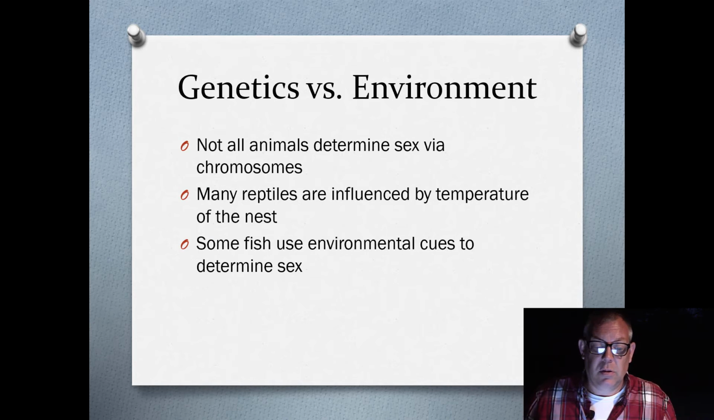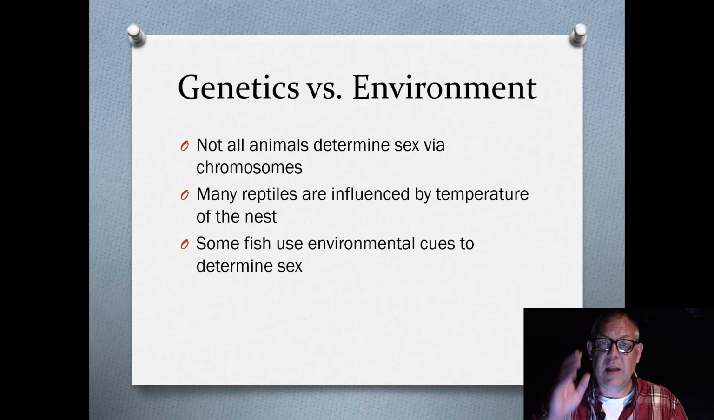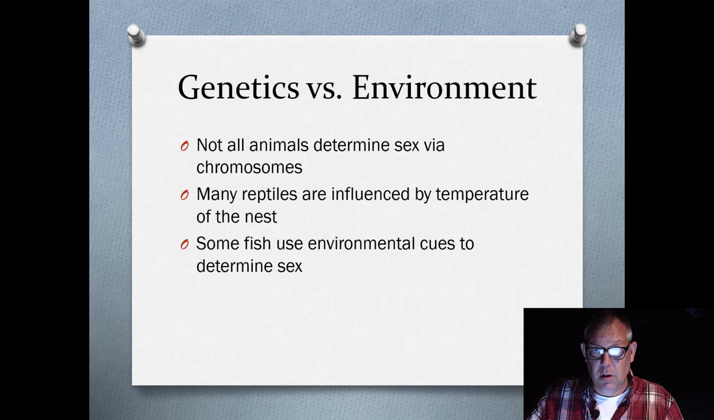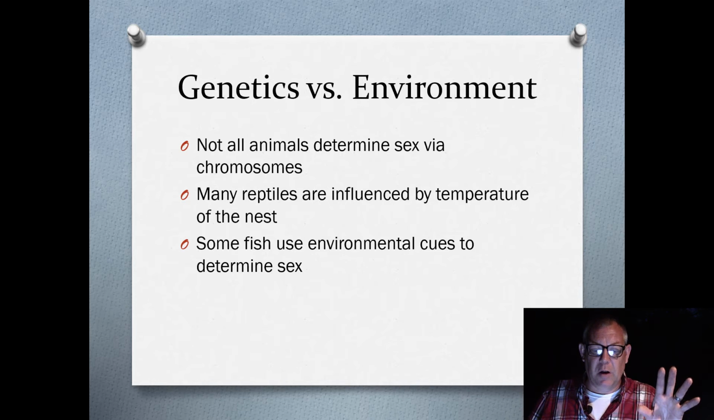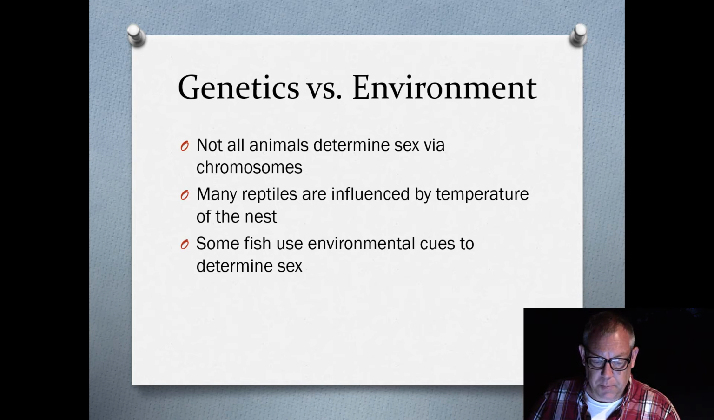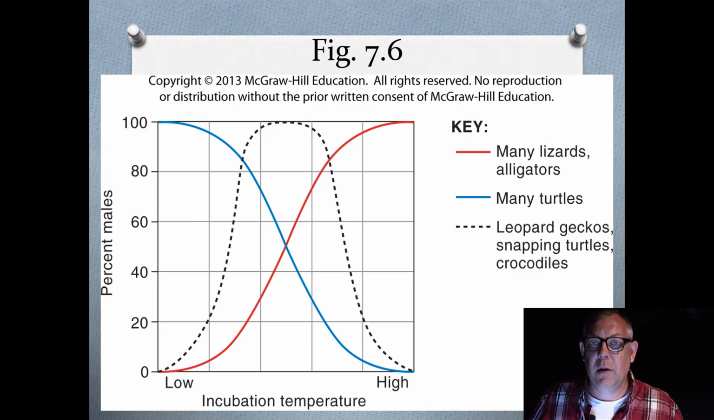Now, genetics is not the only way to determine sex. Some animals use their environment, and so the environment determines the sex. A classic example of this is reptiles. Lots of reptiles use the temperature of their nest to determine what sex the babies are going to be. Some fish also use other environmental clues, other things going on in their environment, to determine what sex they're going to be. So here's a figure from your book showing several different ways that reptiles do this.